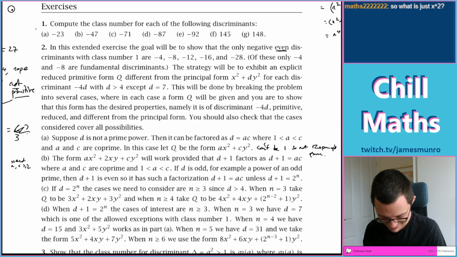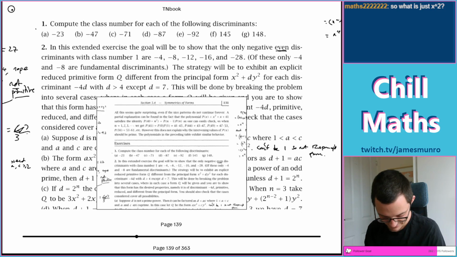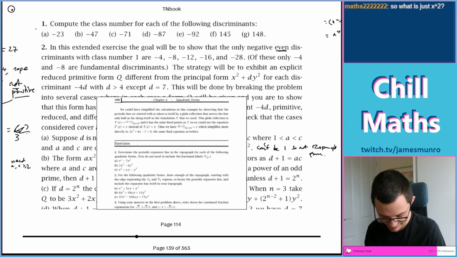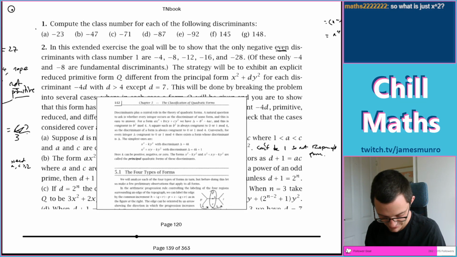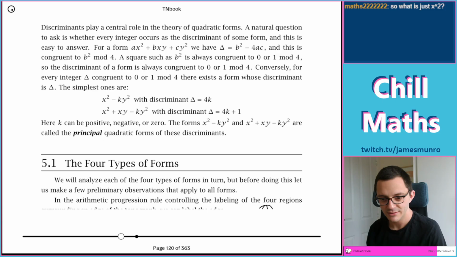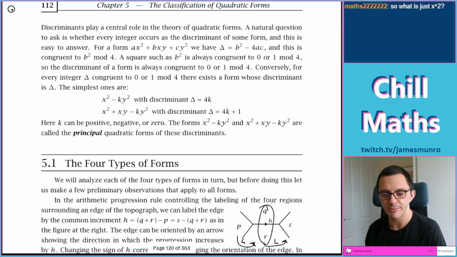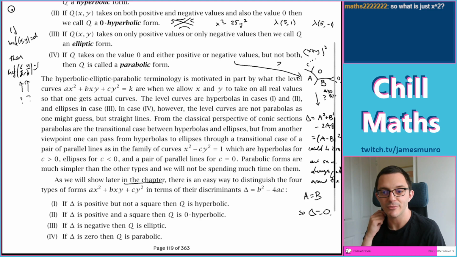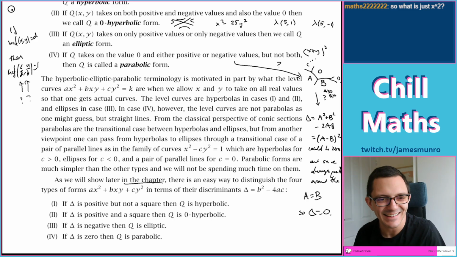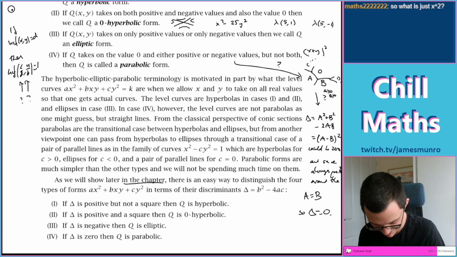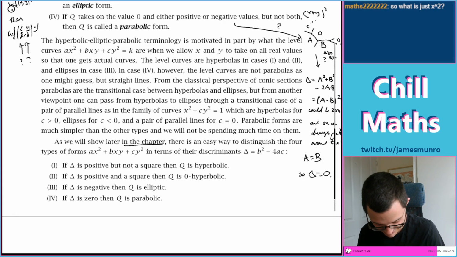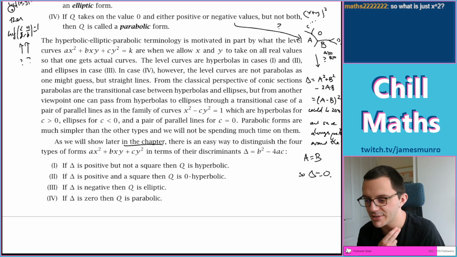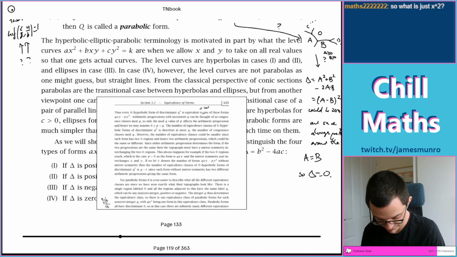Should we check? We had this at the start of chapter 5. Not there, not there. I get a tiny preview. There we go, classification. Four types of forms. Principal, they were called principal back here. Yes, a parabolic form if it takes the value 0 and either positive or negative values, but not both. And x squared makes me think of parabolas as well. Delta is 0. B squared minus 4ac is 0, if you like. Okay. Back to page 140 something.